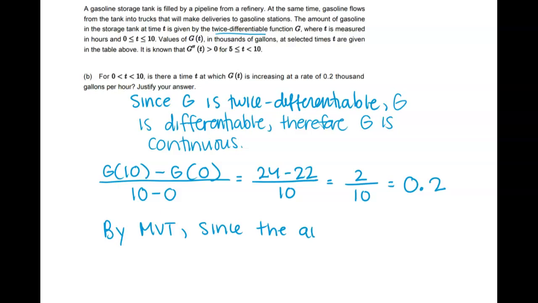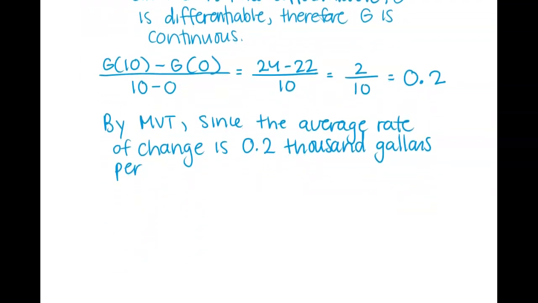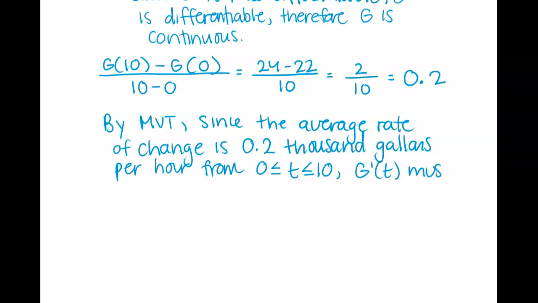since the average rate of change is 0.2 thousand gallons per hour from 0 to 10, g prime of t must be 0.2 at some time t.